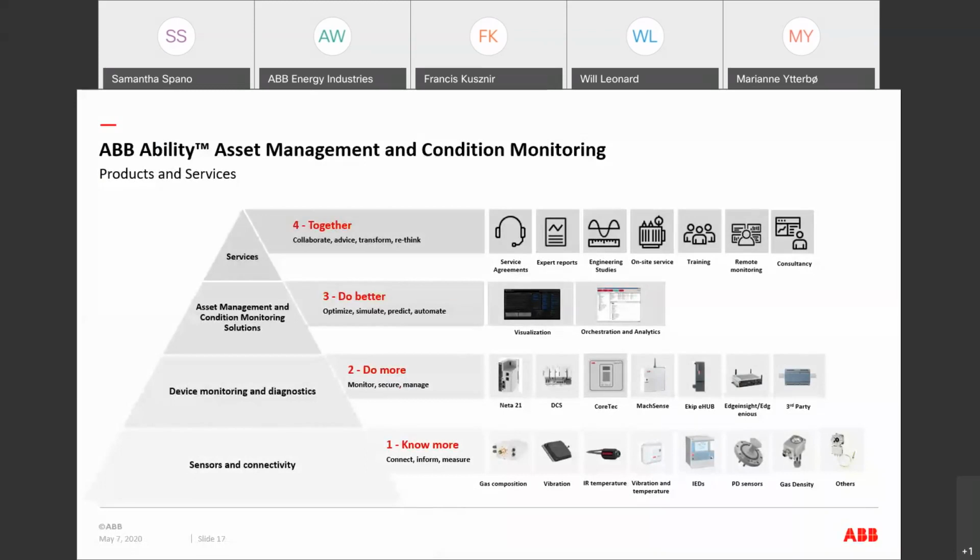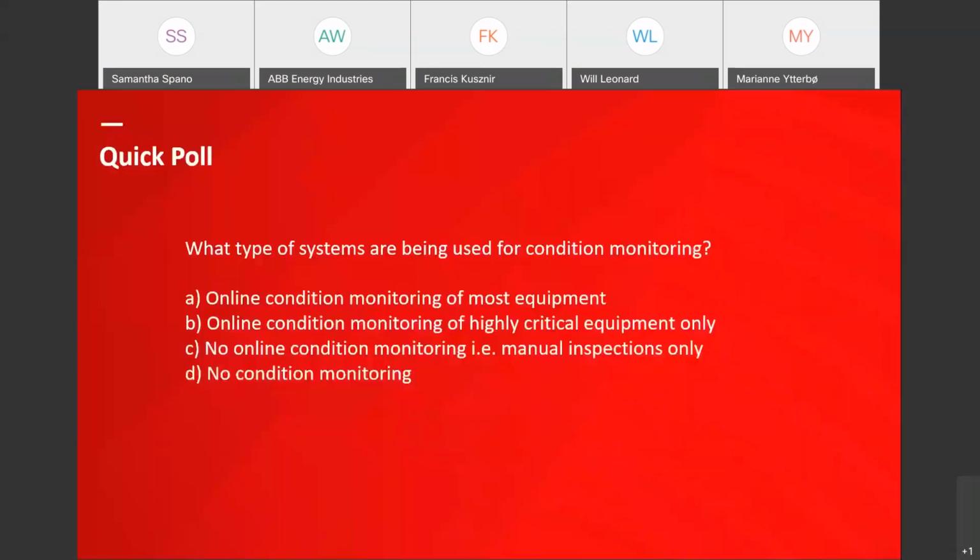So now it's time for another poll. Now we've talked a little bit about types of condition monitoring systems. So the question here is, what types of systems are you using for condition monitoring? Online condition monitoring for most equipment, online condition monitoring of highly critical equipment only, no online condition monitoring, or no condition monitoring.